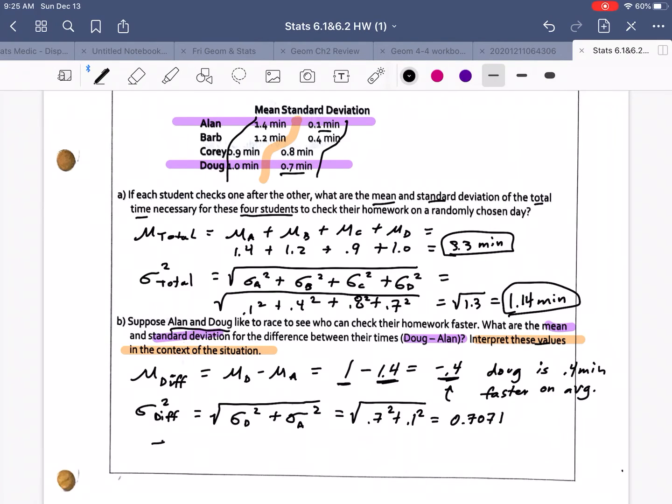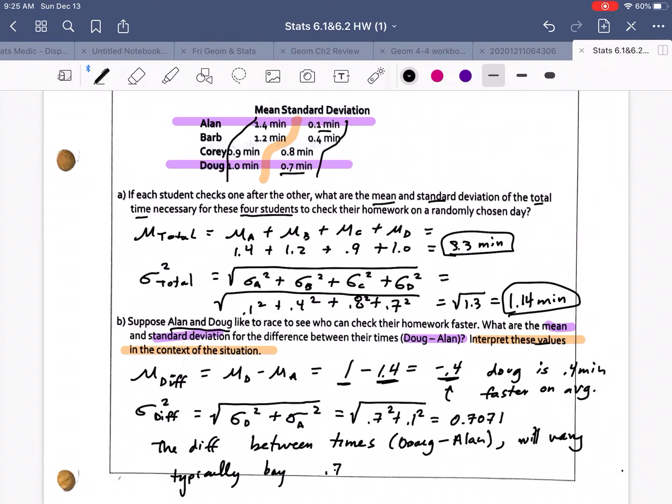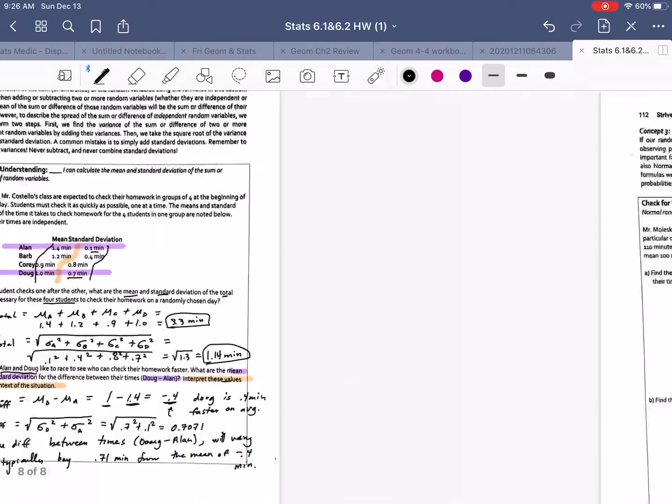So what is that in the context? So the difference between their times, Doug minus Alan, will typically vary by 0.71 minutes from the mean of negative 0.4 minutes.